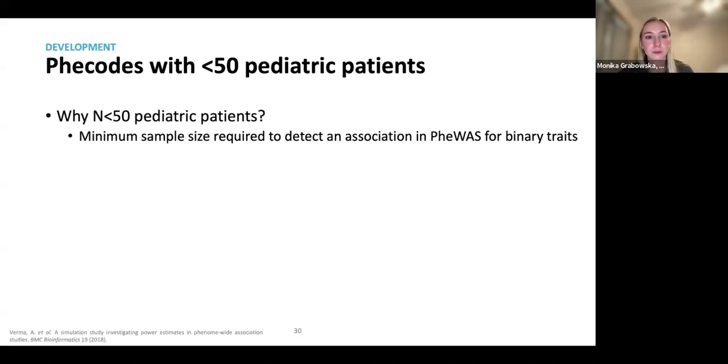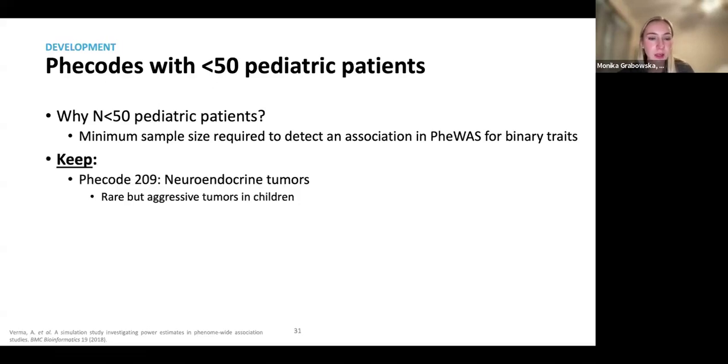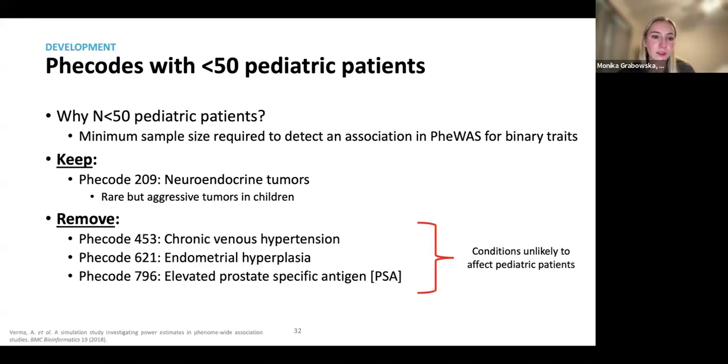Although again, with our clinical review process, that helped make the distinction between rare disease versus diseases unlikely to affect the pediatric population. And so for examples of rare diseases that we kept, phe code 209 is a good example, which represents neuroendocrine tumors, which are rare but very aggressive in children. And then in terms of phe codes that we ended up removing, we have some conditions that are rather unlikely to affect pediatric patients, like chronic venous hypertension, endometrial hyperplasia, and elevated PSA.